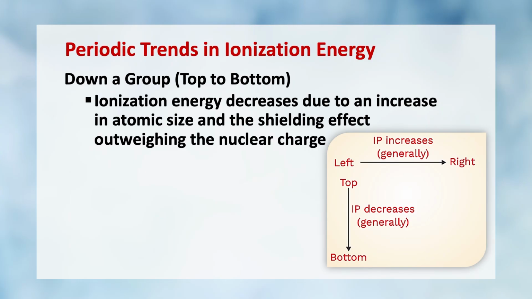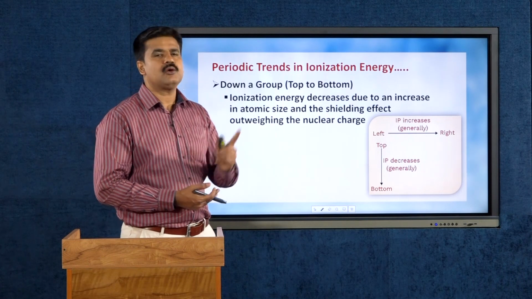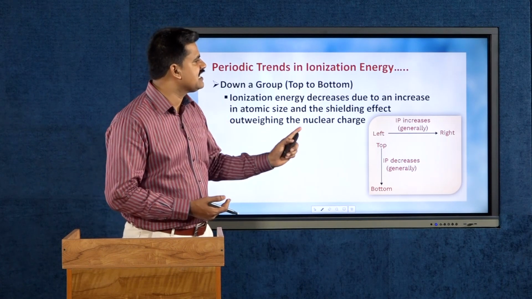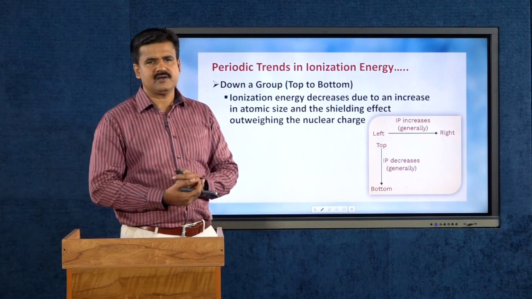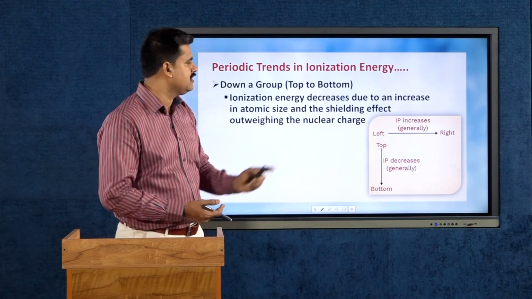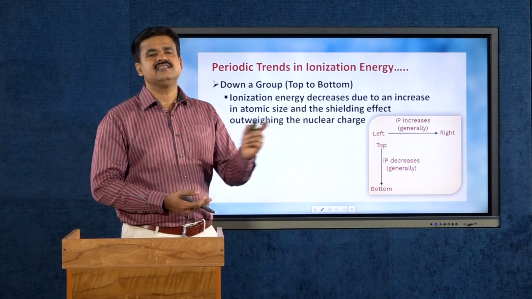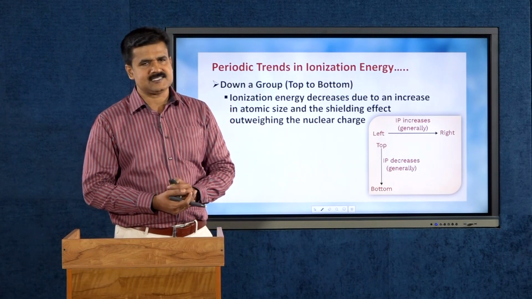This picture illustrates the general, regular, periodic trends in ionization energy. First part is left to right along a period. If we proceed from left to right along a period, ionization potential or ionization energy generally increases. If we move from top to bottom in a group, ionization potential or ionization enthalpy or ionization energy generally decreases. This is about the periodic trends in ionization energy.